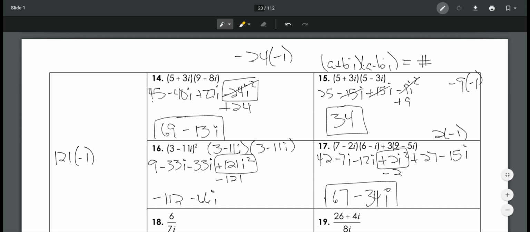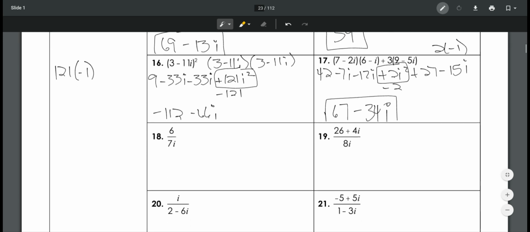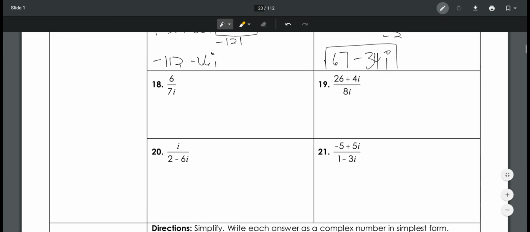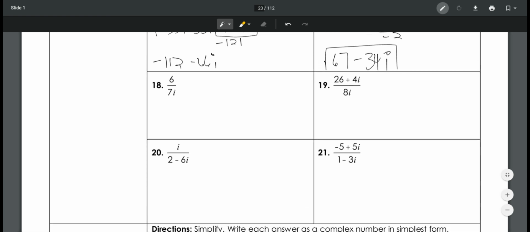Now, when it comes to division, we have two types of division problems, if you notice. Number 18 and 19 both have monomial denominators, but 20 and 21 have binomial denominators. So how you deal with that is different. In 18 and 19, I need to make sure that I can get an even power of i so that I can break it up to either a 1 or a negative 1.